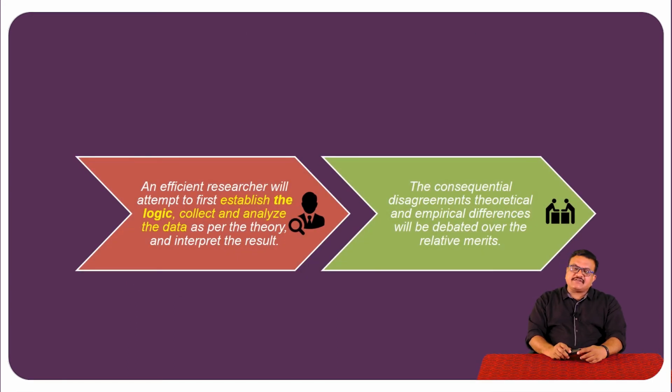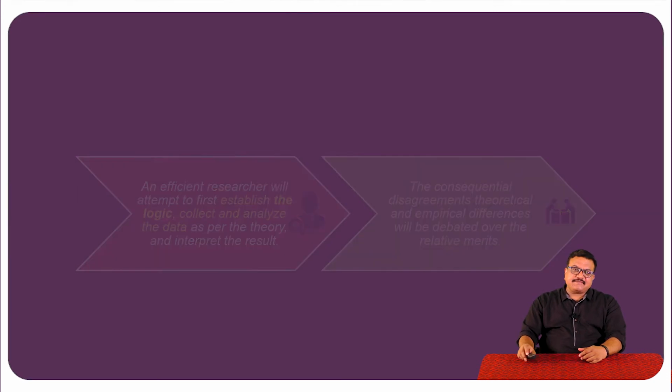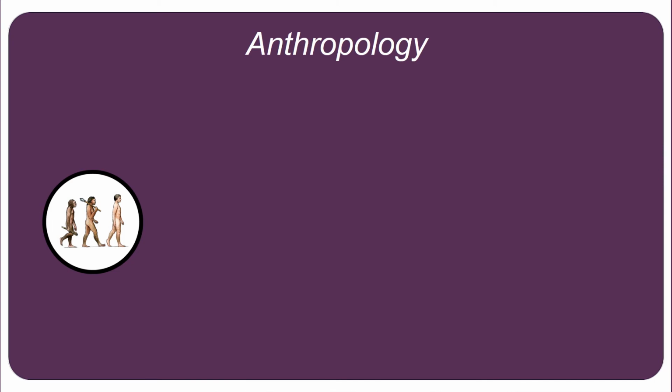An efficient researcher will attempt to first establish the logic, collect the data, analyze the data as per the theory, and interpret the results. The consequential disagreements and theoretical and empirical differences will be debated over their relative merits. This brings us to the fourth discipline of social sciences, which is anthropology.